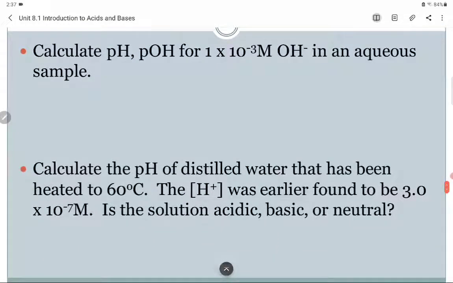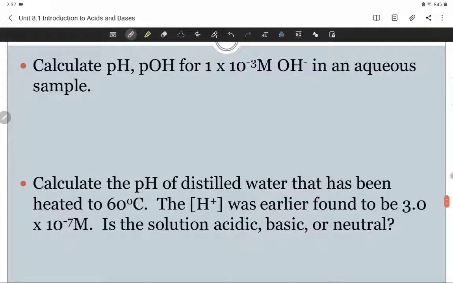Okay, this one does not require any calculator. So we'll do pOH first because the hydroxide's given. If you would plug that into your calculator, the log of 1 is not going to help us out. But the log of 10 to the negative third is negative 3. That negative 3 and the negative in front of the log will cancel each other out, so we'll be left with an answer of 3.